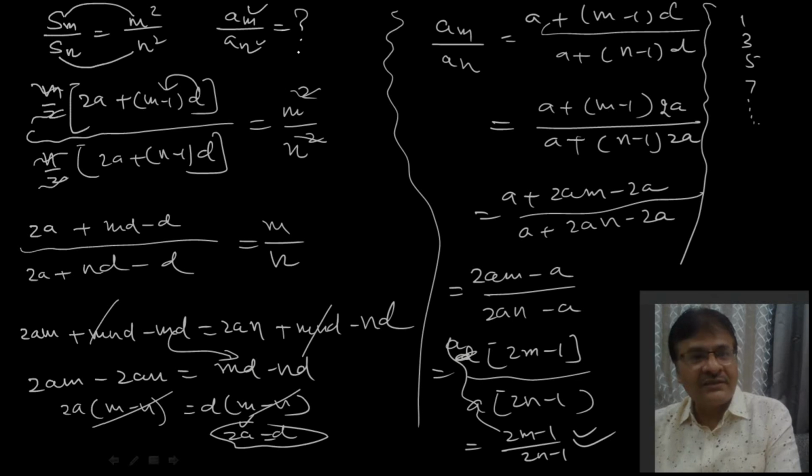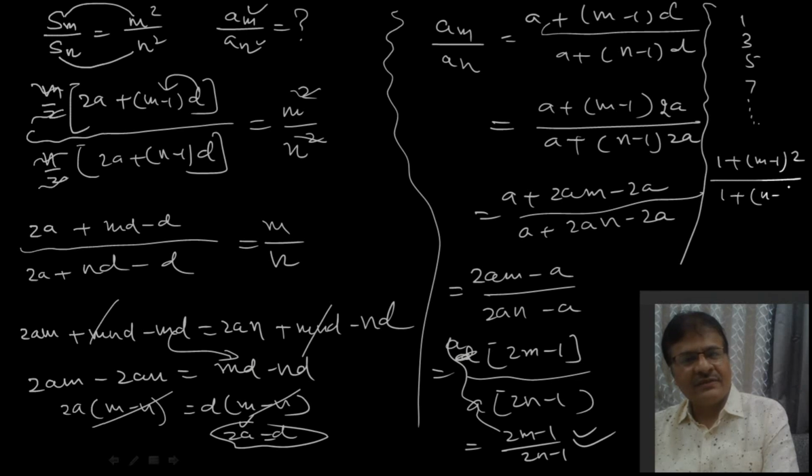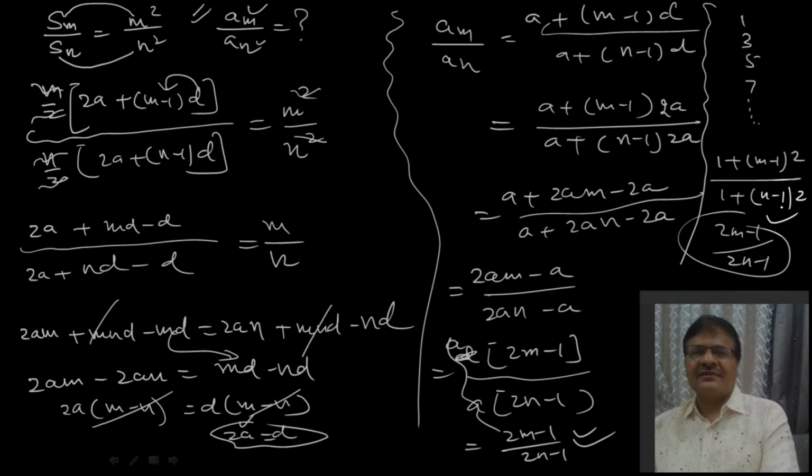That's it. And what do you want? mth term upon nth term. What is mth term? a plus m minus 1 into d, that is 2. And nth term is a plus n minus 1 into d, that is 2. So this only is the series I think for which this question is made. So I can write 2m minus 1 divided by 2n minus 1 directly. We can get the answer if we apply this funda. Yes, no?